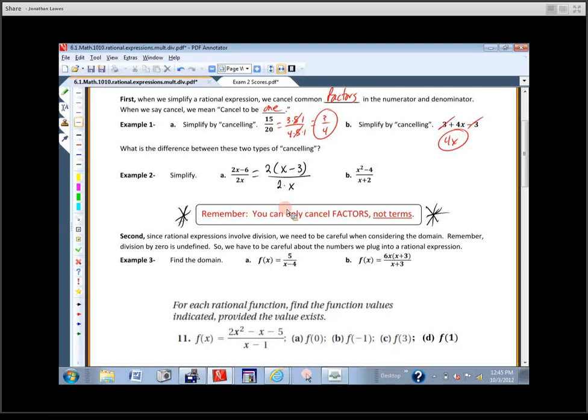Do I have any common factors? I have a 2. So I'm going to cancel off this 2 with that 2. They cancel to be a 1. So that means on the numerator, I've got an x minus a 3 over x. And my gosh, that looks like we ought to be able to cancel the x's. Can we? You can't. Why not?